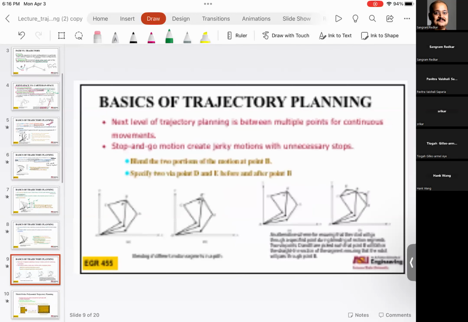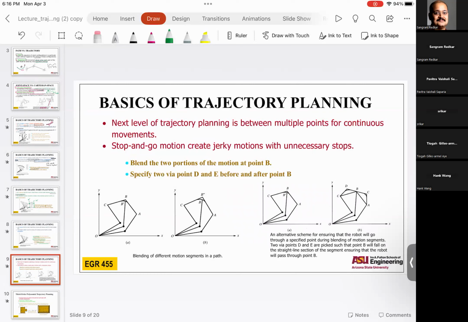So the next thing, if you want to go a step further, is how do we want to perform the trajectory planning between multiple points? Now we want them to be continuous. So how do we want to do it in multiple points? Then we do something called stop and go type of motion. You must have seen this a lot in 3D printers. If you look at 3D printers, they have this stop and go type of motion.